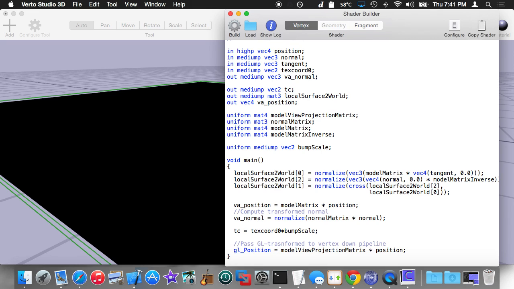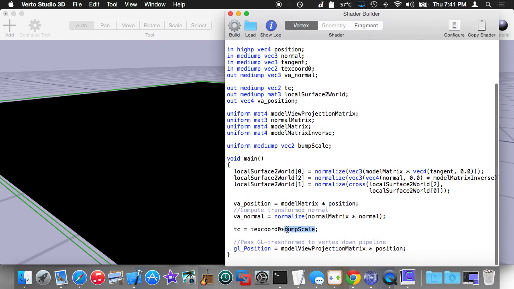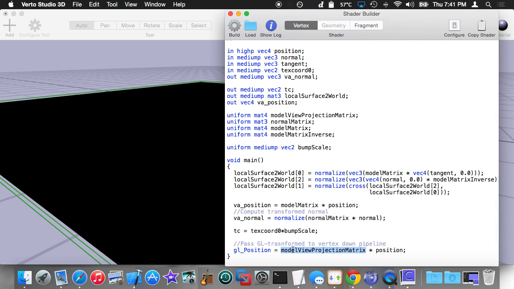After that, we get the world space position, which is easily obtained by transforming the position by the model matrix. And after that, I just realized after going through this so many times, this is wasteful. It seems that I'm recomputing VA normal, which is the normal matrix times the normal, which is also the same as multiplying the normal by the model matrix inverse. If I had understood this better when I wrote this shader, I probably wouldn't have done that.